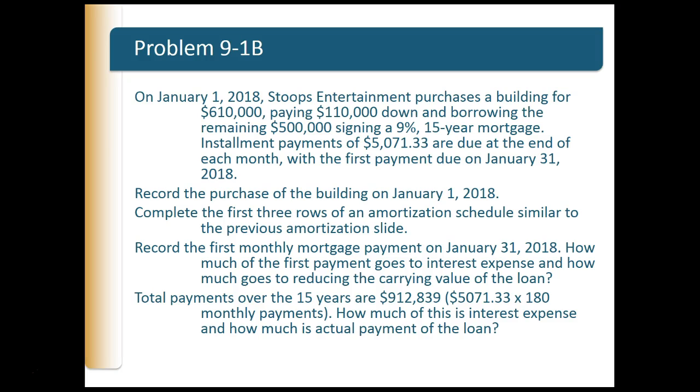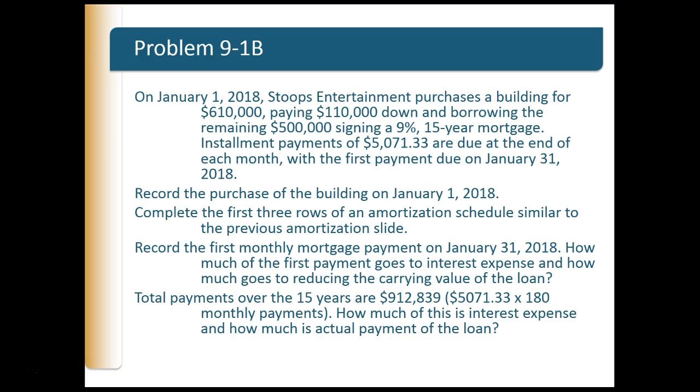Let's look at a problem here. This is problem 9-1. On January 1st of 2018, Stoops Entertainment purchases a building for $610,000, paying $110,000 down and borrowing the remaining $500,000, signing a 9%, 15-year mortgage. Installment payments of $5,071.33 are due at the end of each month, with the first payment due on January 31st of 2018.